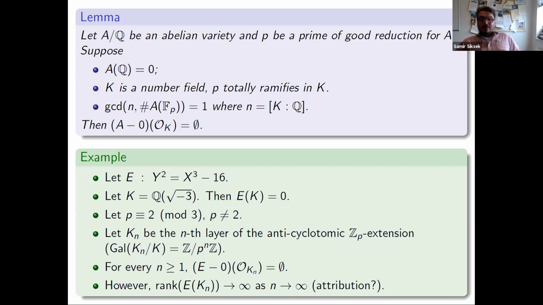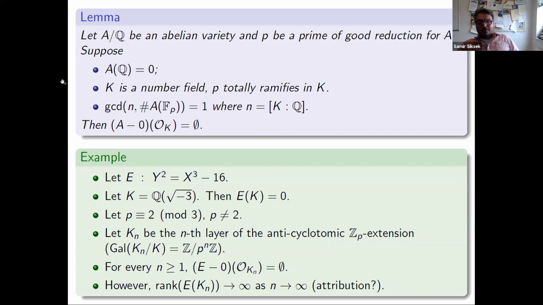And now let me take any prime p that's 2 mod 3, so it's inert in K, and let's say it's not 2. I'm going to let K_n be the nth layer of the anticyclotomic Z_p extension. If you don't know what that is, don't worry, it's not important. But the Galois group of this extension is Z mod p^n Z. If you take the union of all of them, you get some infinite extension of K whose Galois group is Z_p.